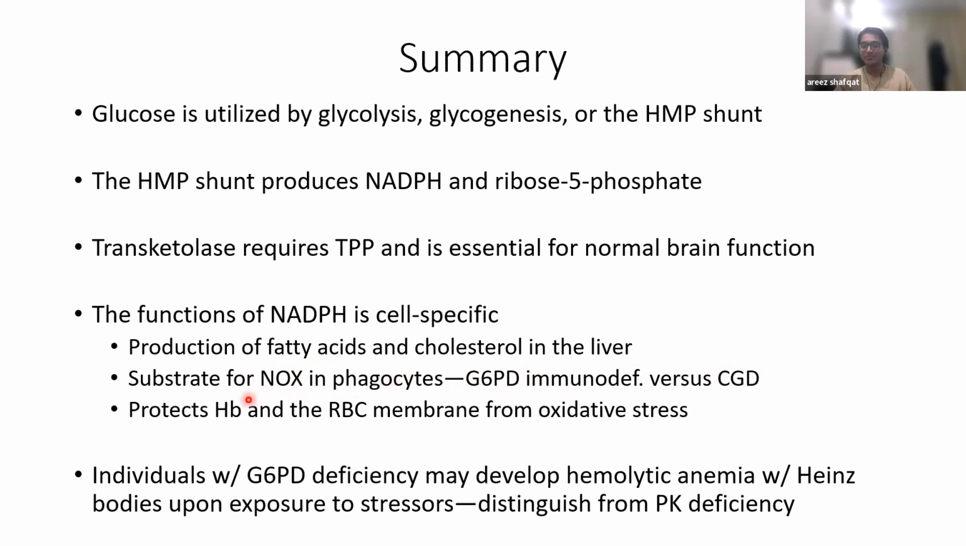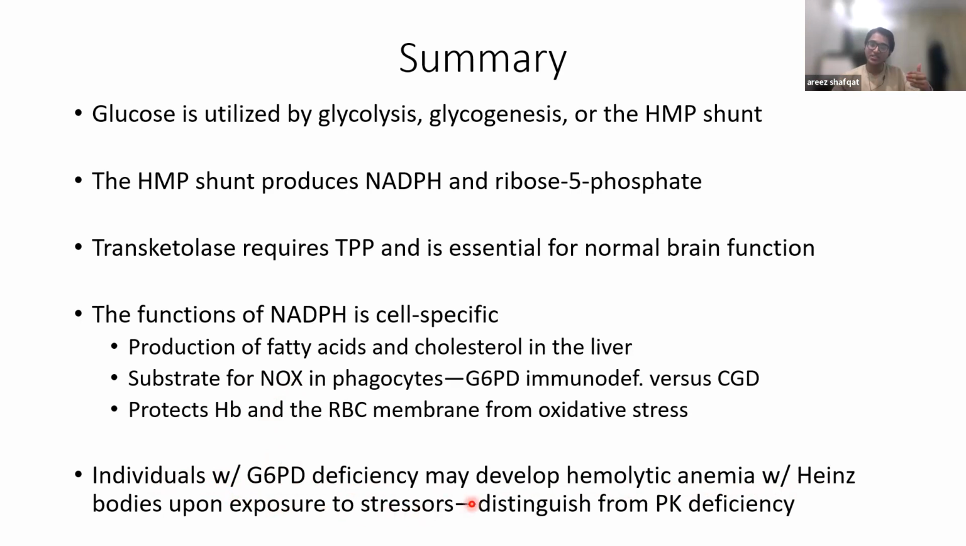All right. In the red blood cell, NADPH is used to recycle reduced glutathione to allow neutralization of hydrogen peroxide, which protects hemoglobin and the red blood cell membrane from oxidative damage. All right. Individuals with G6PD deficiency may develop hemolytic anemia with Heinz bodies on exposure to stressors like fava beans. You need to remember fava beans.